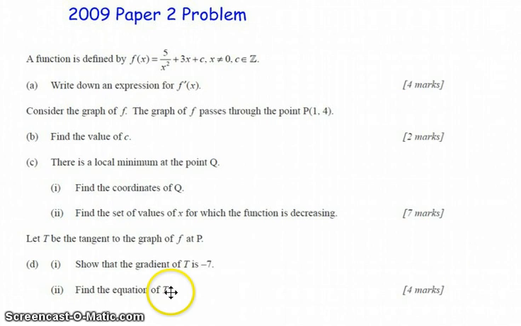We discussed this, and then given a gradient, find the equation. Good luck everyone, and I hope you are able to solve this problem. Okay, bye.